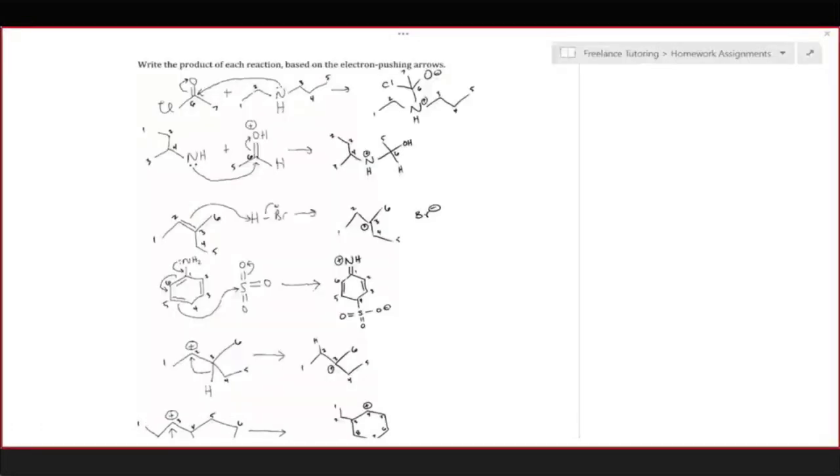So we saw here that when there's a tail of an arrow on a pi bond, it only breaks the pi bond. It doesn't break both the pi bond and the sigma bond. Okay, good. All right, so let's take a look at the next problem. So 1, 2, 3, 4, nitrogen, 6, H5.